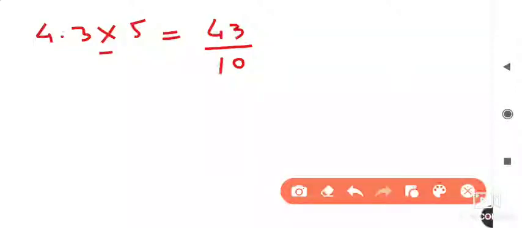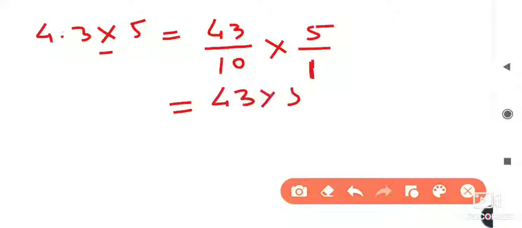Okay, this into 5 means 5 upon 1. And when such a type of question comes, what do we have to do? Fraction, the last lesson, the fourth lesson. Inside it we saw that in multiplication of fractions, we multiply the numerators, meaning 43 into 5. 43 is the numerator, and these two are the numerators.